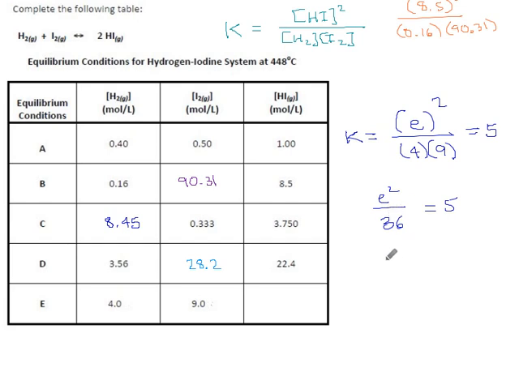Multiply both sides by 36 and we get E squared equals 180. And then we have to square root that. I suppose we could have done that here, but then we would have rooted 36 and 5, and that's a bit of a nuisance. It's a little easier if we do it at this stage. Square root the left side, square root the right side. On the left, the square root and the square kill each other, leaving us with just E. And on the right side, we get the square root of 180, which a calculator can do for us. It's 13.4. 13.4 moles per liter.